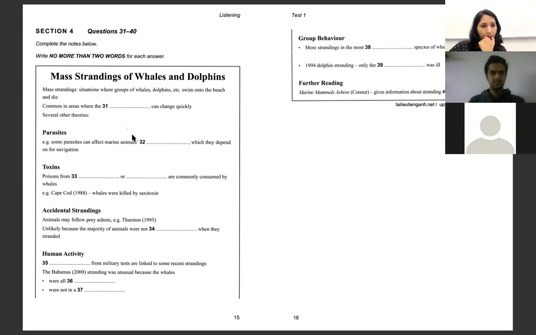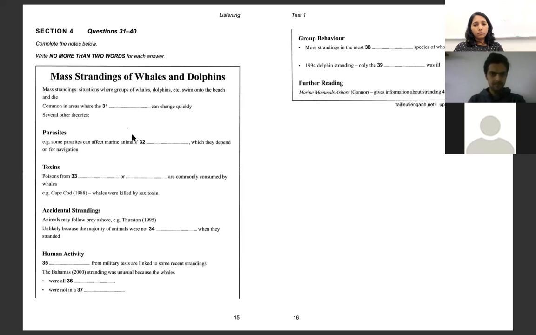However, there are many other theories about the causes of mass strandings. The first is that the behavior is linked to parasites. It's often found that stranded animals were infested with large numbers of parasites. For instance, a type of worm is commonly found in the ears of dead whales. Since marine animals rely heavily on their hearing to navigate, this type of infestation has the potential to be very harmful.